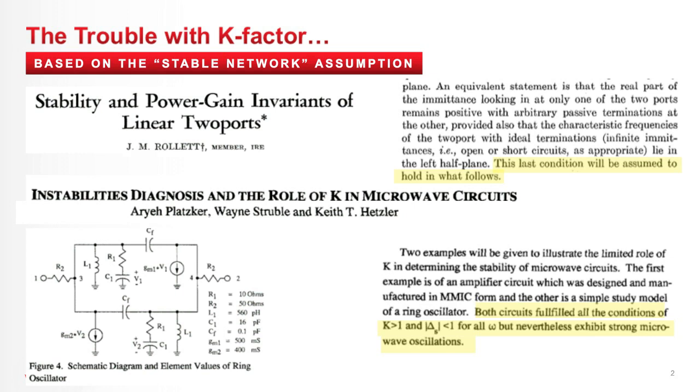Back in the 1990s, I've got a paper here by Struble and Platzker, who were able to demonstrate a ring oscillator that has a super stable K-factor and yet was completely unstable, shown by their other metric, the normalized determinant function. So the problem with K-factor is you can't always rely on it. There's a few other issues there as well.